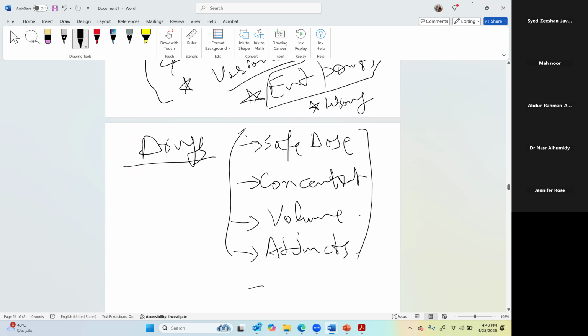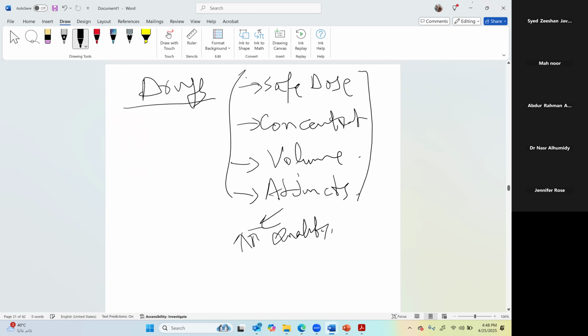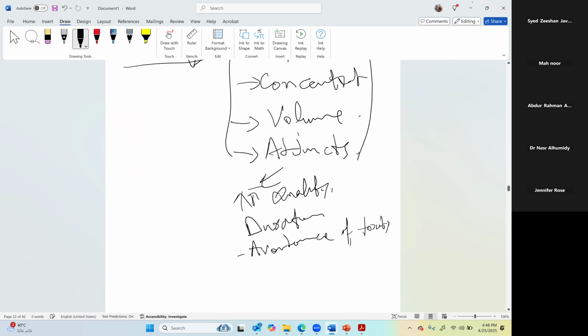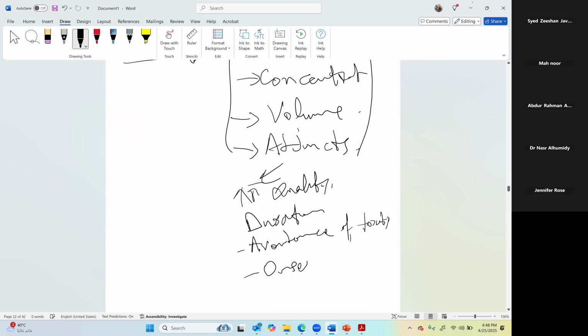You also give some adjuncts, not only to increase the quality of the block and the duration of the block, but also for avoidance of toxicity, and for onset of action. So these are certain reasons why you add adjuncts.